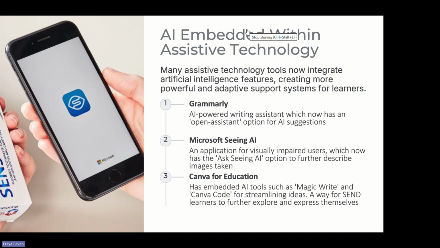Canva for Education as well is a really great tool that, although initially it isn't an assistive technology tool, we have found that it is a very great tool for our learners with SEN for streamlining ideas and exploring and expressing themselves through different AI tools. For instance, you now have Magic Write, but then you have the more complex AI tools such as Canva Code. So it offers lots of options for exploring AI in a safe and concrete way.